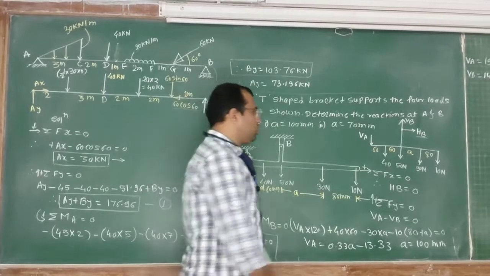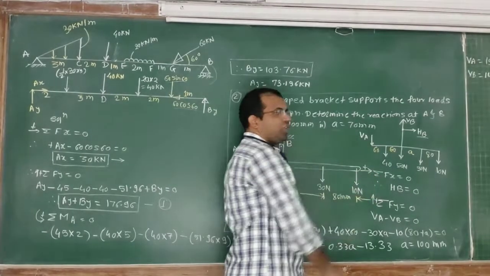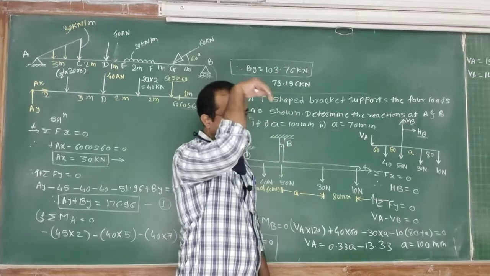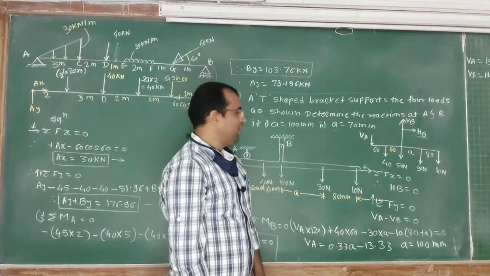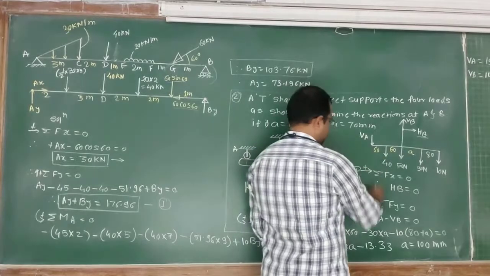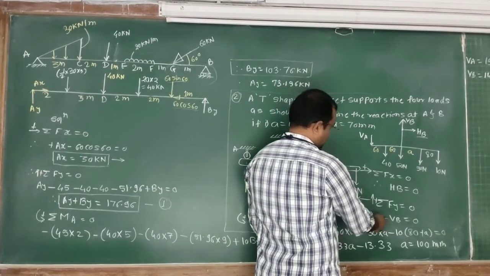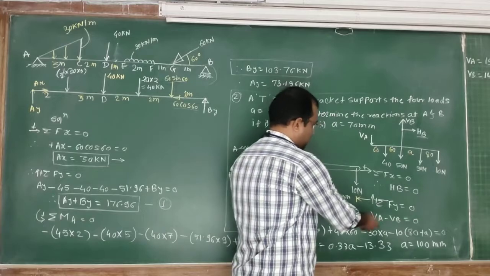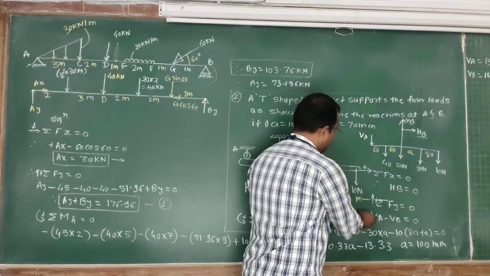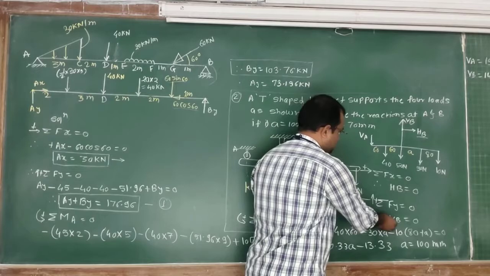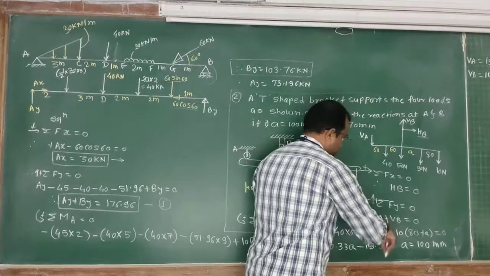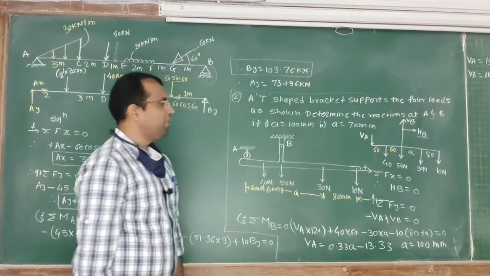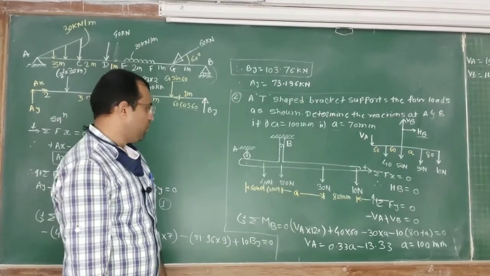I assume towards upward as positive. So whatever the forces in vertically upward direction are positive, and whatever the forces in downward direction are negative. So VA minus VB is equal to 0. Here I have written in wrong manner also. Here VA I have written positive and VB negative. So you can change its sign convention also. According to that, minus VA plus VB is equal to 0.